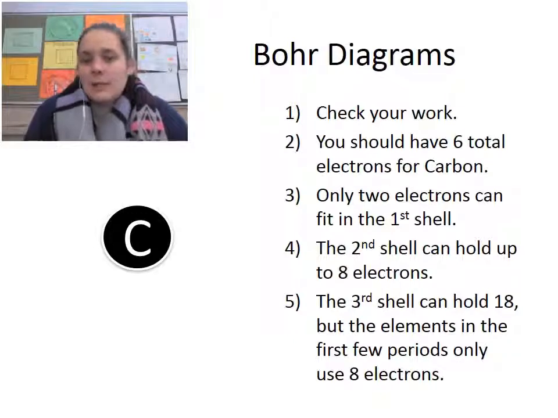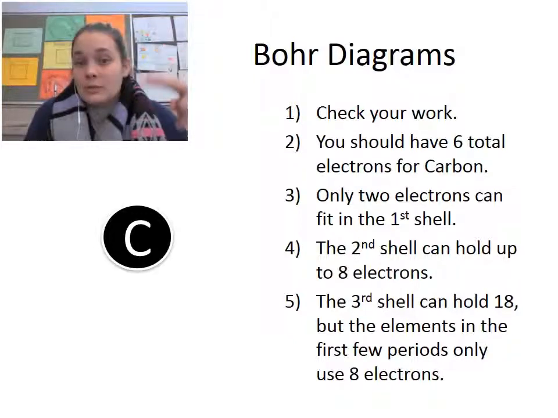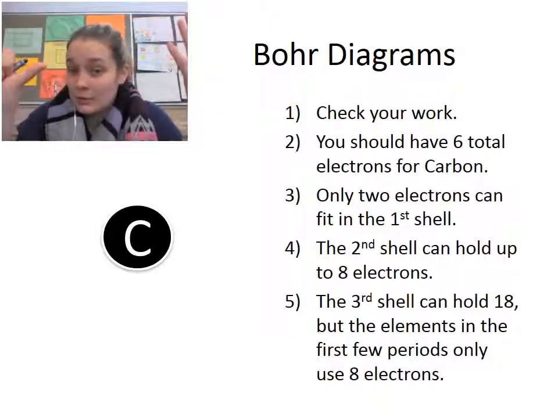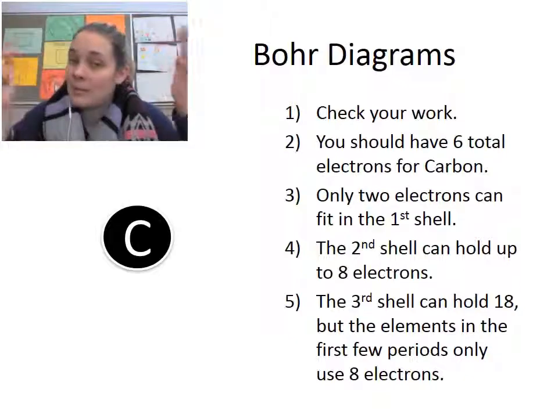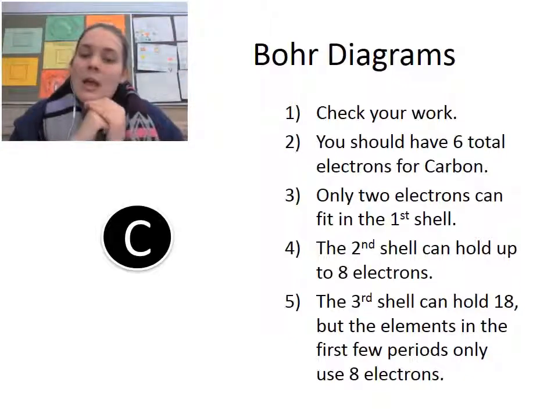Once you've done that, you need to make sure that you've checked everything. So do you have your 2 electron shells? Do you have your 6 electrons in total? Do you only have 2 electrons in the first shell? Do you have up to 8 electrons in the second shell? And then up to 8 electrons in the third shell? And then again, 18 in the fourth.